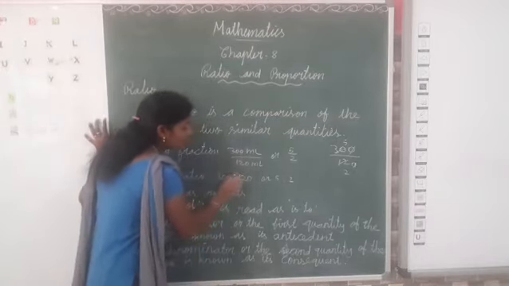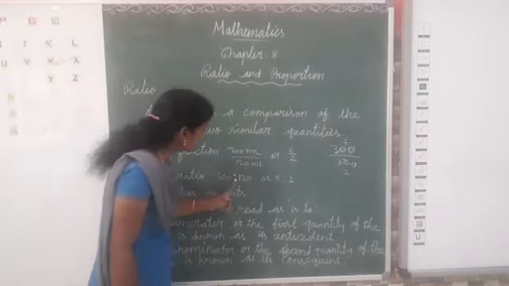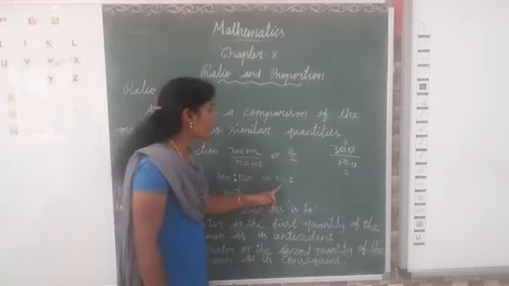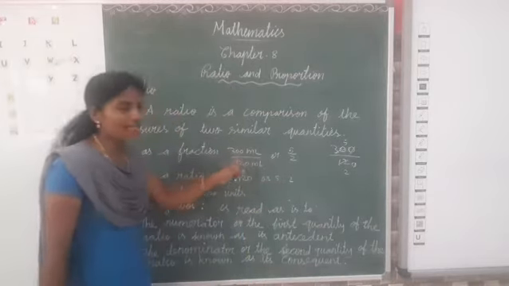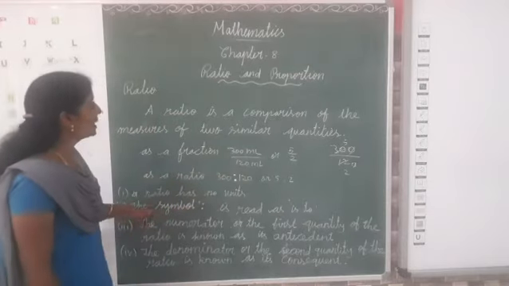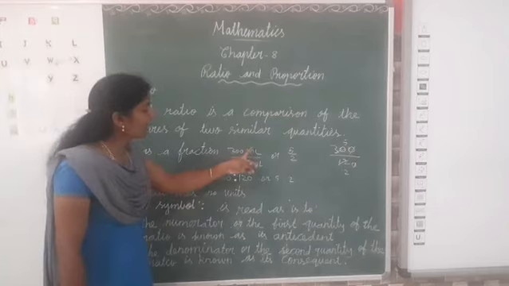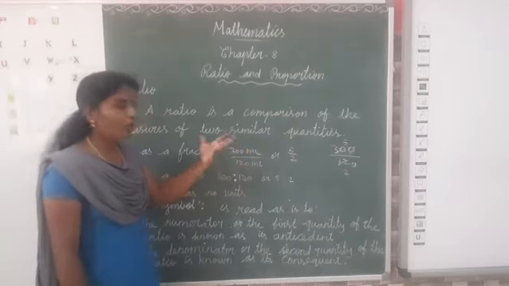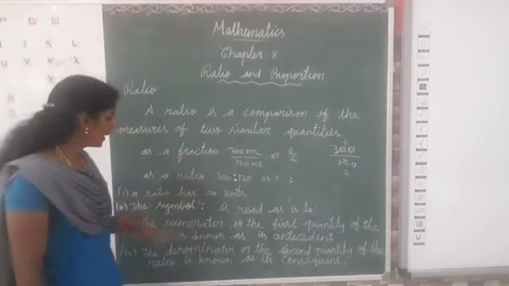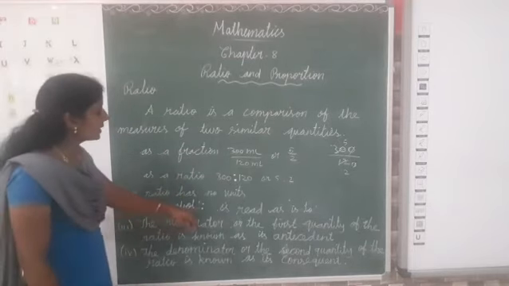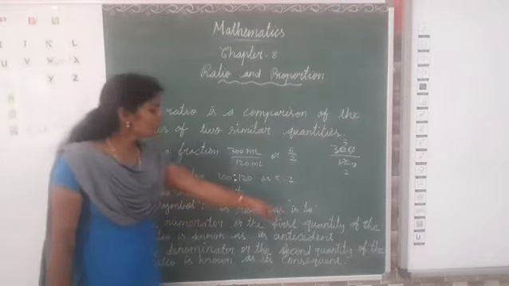How can you read this symbol? "Is to." Now, 300 is to 120, or 5 is to 2. This is the ratio form, and this is the fraction form. A ratio has no unit. Here, ml and ml cancel, so if you write in ratio form, there are no units. The symbol is "is to".